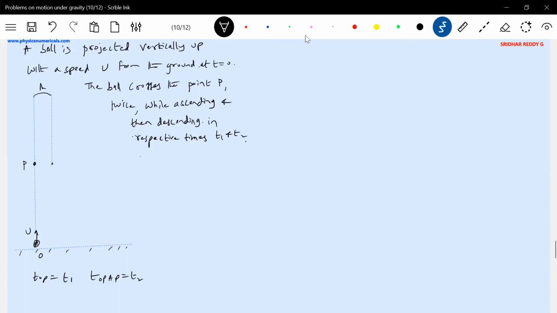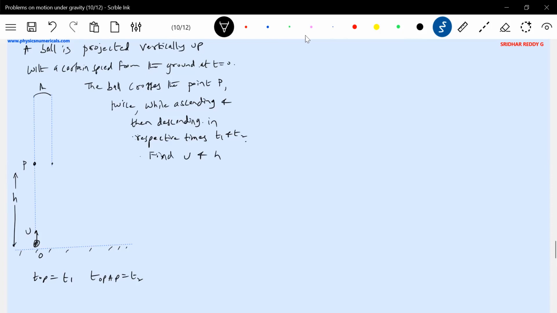As it moves through various points, first we'll look at that h. We don't know u, the certain speed, from the ground. So first find u and h. Later on, I will go for some more things. I think I already discussed this, but once again, I brought this one.